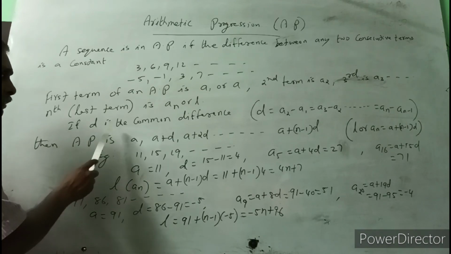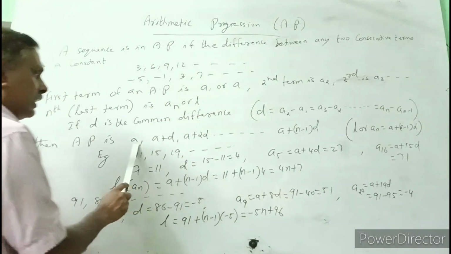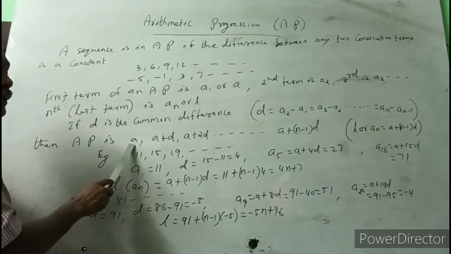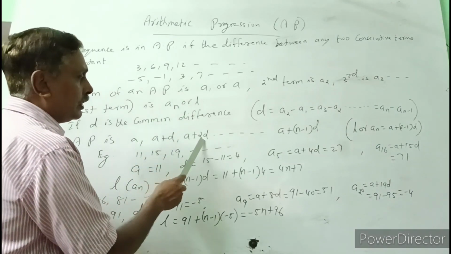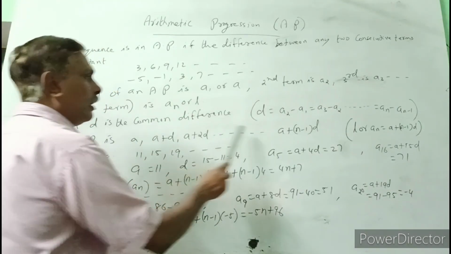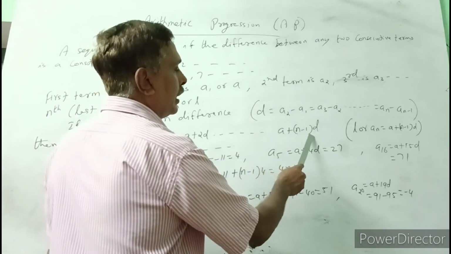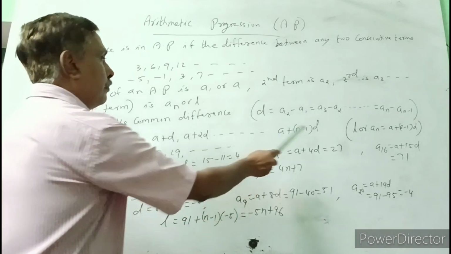Then the AP is, if D is the common difference and A is the first term, the AP is A, then add D to it, A plus D, then again add D to it, A plus 2D. For the next term, A plus 3D, etc. A plus (N minus 1) into D. This is what is called the last term, A plus (N minus 1) D.